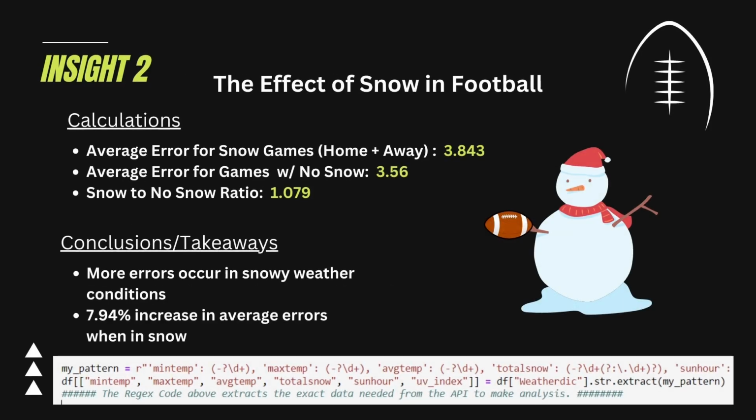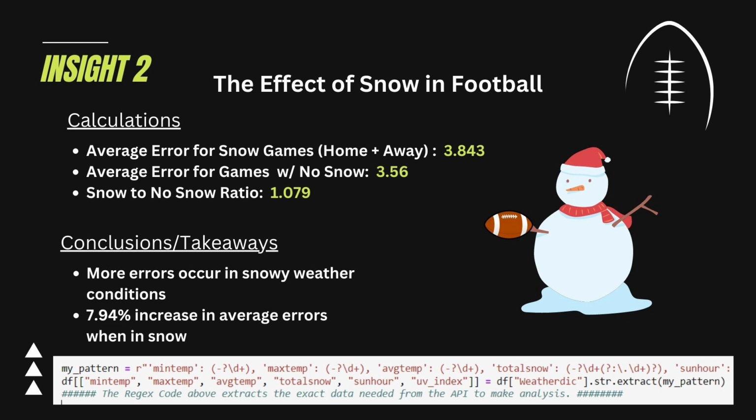Our next insight shows how snow affects errors in football. We discovered that the average error for a snow game was 3.843, and the error for games with no snow was 3.56. Keep in mind, this average amount of error per game accounts for mistakes made by both home and away teams. We concluded that more errors occur in snowy weather conditions, and we computed a 7.94% increase when teams play in snow.